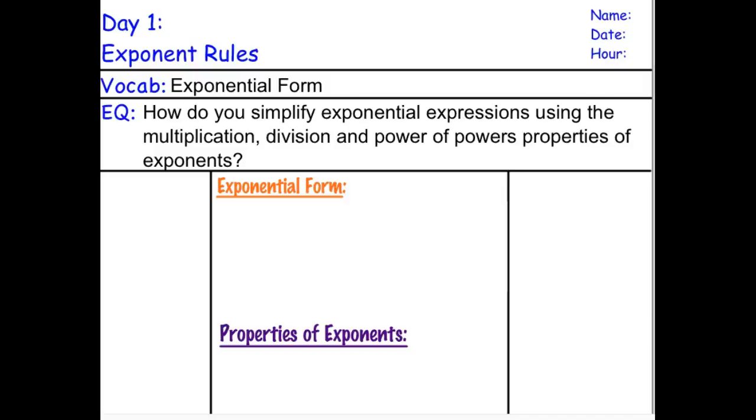Hello and welcome back. Now that we've had the opportunity to get some practice with remembering how order of operations, combining like terms, simplifying and evaluating expressions works, now we're going to go into those exponents and start getting into our rules that give us some nice shortcuts when we deal with exponents. So let's start with exponential form.